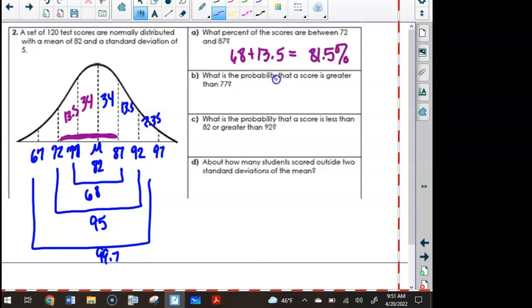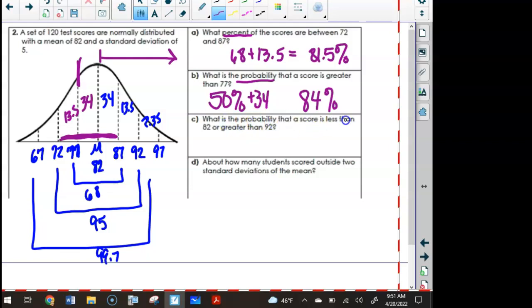All right, what is the probability? This one said specifically percent. This says probability. You can answer as a percent or decimal. What is the probability that the score is greater than 77? Okay, rather than add all these up, what's this half, guys? Greater than 82 is what? 50%. Plus all the way down to 77 is here, so that's a 34. So that would be 84%, or 0.84, or however they asked for the probability in Delta Math.